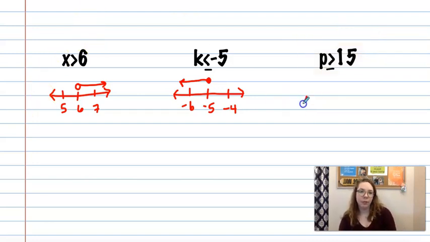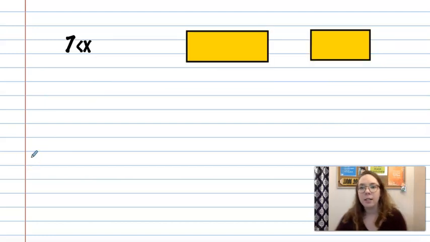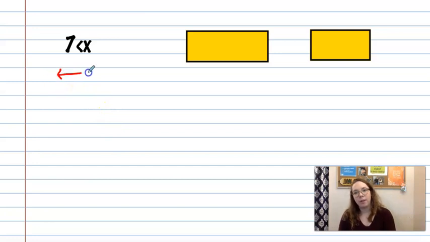P is greater than or equal to 15. So 14, 15, 16. We want a filled in dot pointing right. 7 is less than x. So I'll make my number line with 6, 7, 8. We want an open dot pointing right.